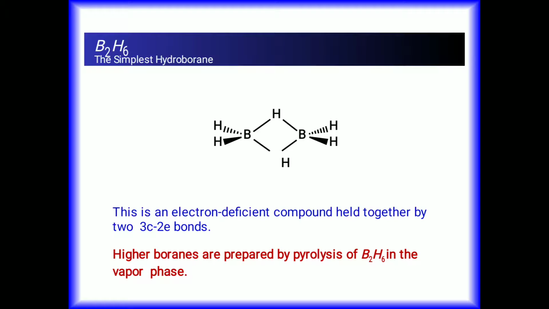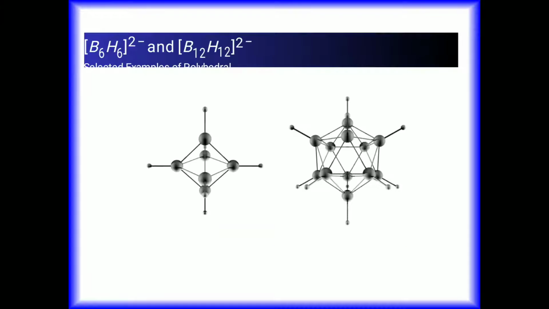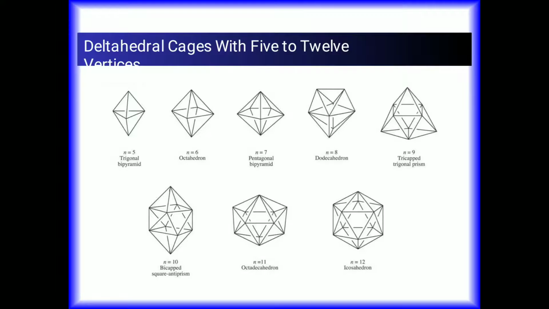Higher boranes are prepared by the pyrolysis in vapor phase method. So these are the structures of different types of borane compounds. Deltahedral cages with 5 to 12 vertices. So here: trigonal bipyramid, octahedron, pentagonal bipyramid, decahedron. So different types of borane cluster compounds are also available.